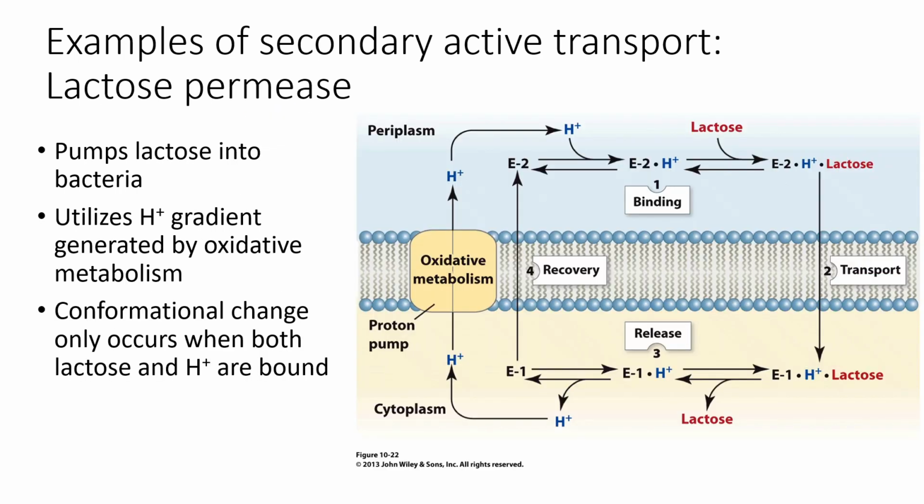All right, so let's look at another example of secondary active transport, and this one is going to be lactose permease. And this particular pump is found in bacteria, and it helps to pump lactose into bacterial cells from the outside because, similar to glucose, lactose is a type of sugar, not a monosaccharide, that can be used for energy by the bacteria. So here, just to orient you, once again, we have the periplasm. This is towards the outside of the bacterial cell. And then we have the cytoplasm, that's the inside.